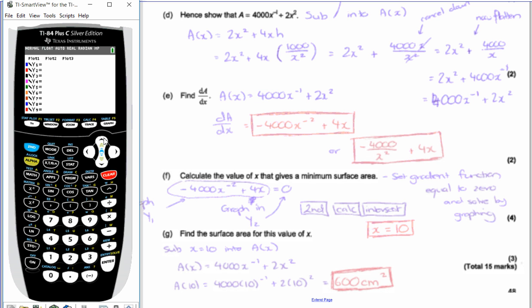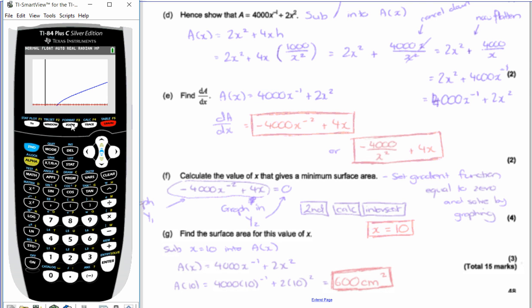So here we do y1, graph in y1. So we have y equals, and then we go -4,000 x to the power of -2 plus 4x. And what goes here is 0, graph in y2. So y2, we have put 0, and you might want to go graph. So that's this thing here graphing here. So we want to find this.